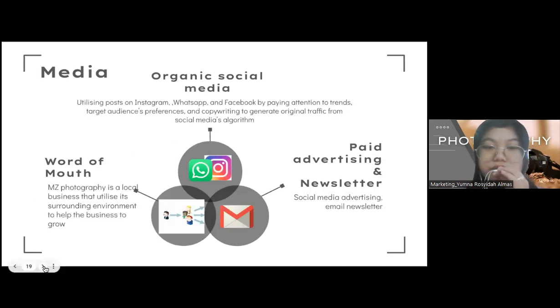Okay, so for the media, we have organic social media, paid advertising, and newsletter. And the last one is word of mouth. For the first one, organic social media, it costs no money at all. It only utilizes relevant words for copywriting to generate traffic, like in SEO. And we will create interesting and engaging content on Instagram, Facebook, and WhatsApp. And for this one, maybe I will explain about Instagram.